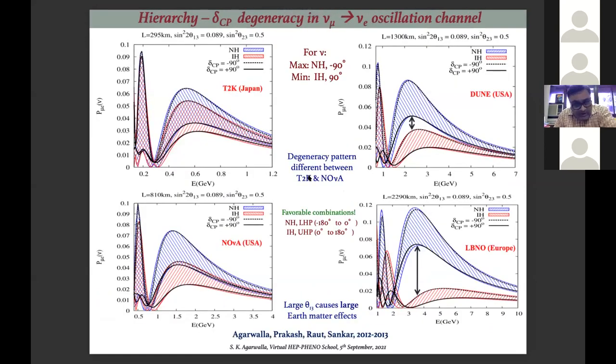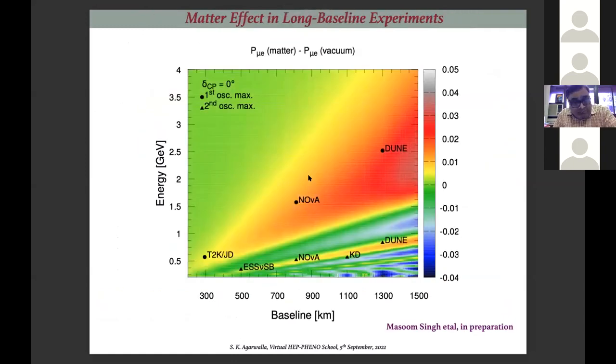I don't have time to explain these plots, but this is a plot showing how much matter effect you have in these present and upcoming experiments. And these are the locations of the first and second oscillation maxima. In these experiments, we have at most 5 to 10% matter effect, because your baseline is not very large. The maximum baseline that we have is around 1300 kilometers. This is the amount of matter we will have, that means fake CP asymmetry in these experiments.